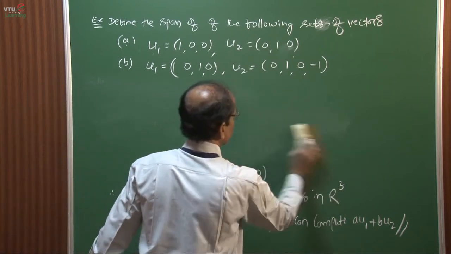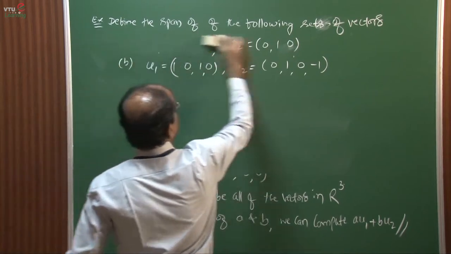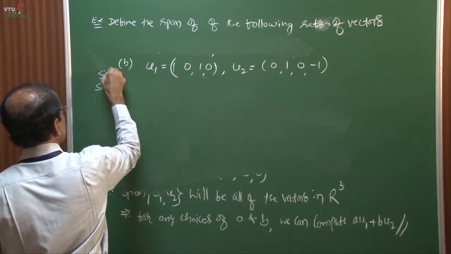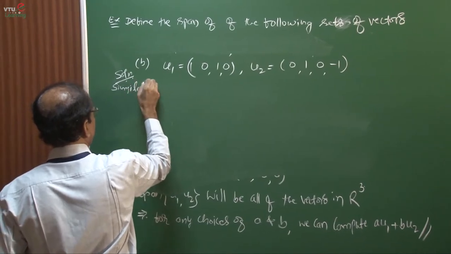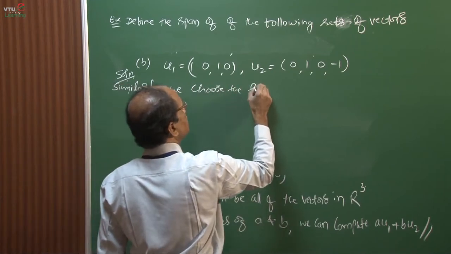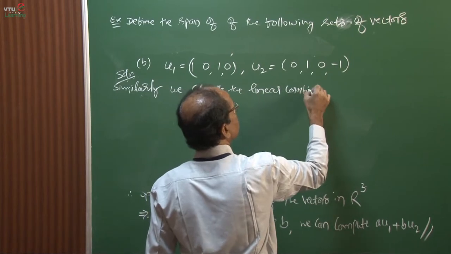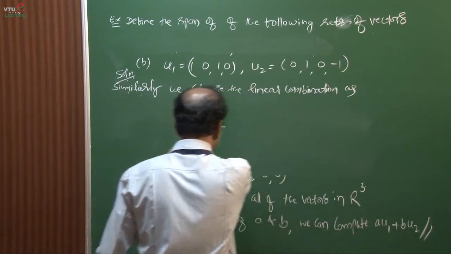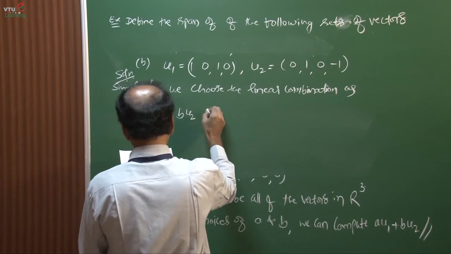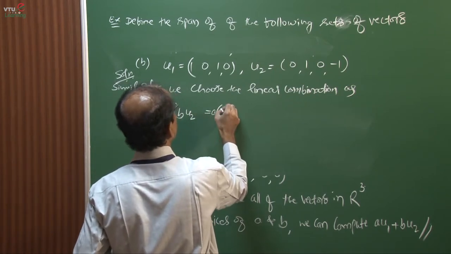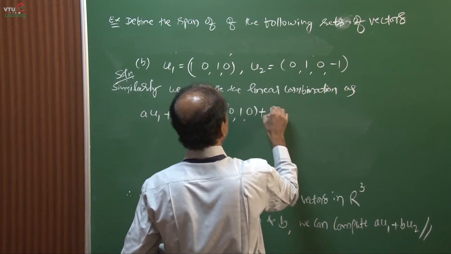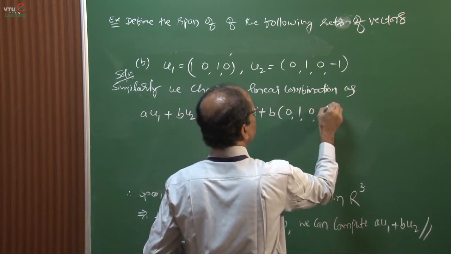And the answer for the second question in the same form, that is you consider 2 vectors u1 and u2. Similarly, the solution for the second question, similarly we choose the linear combination, that is A into u1 plus B into u2 is equal to A into 1, 0, 1, 0, plus B into 0, 1, 0, minus 1.